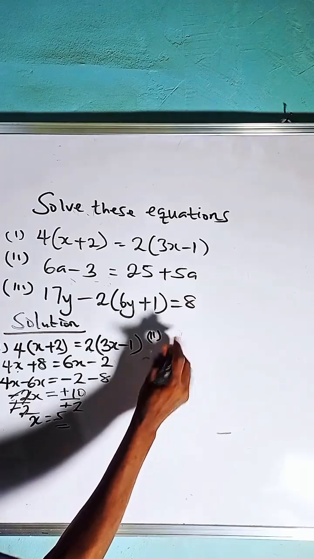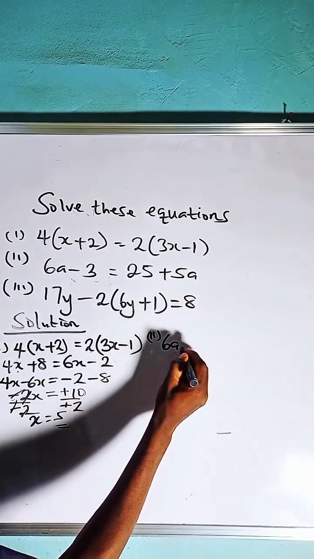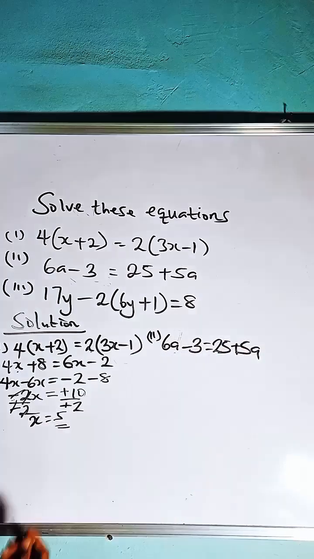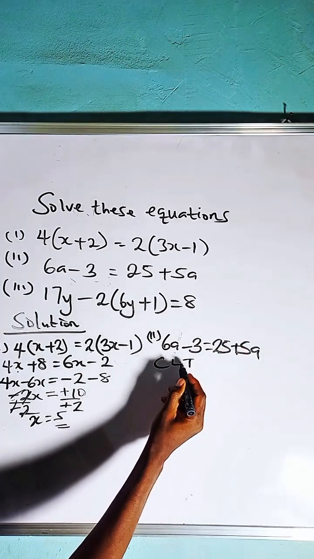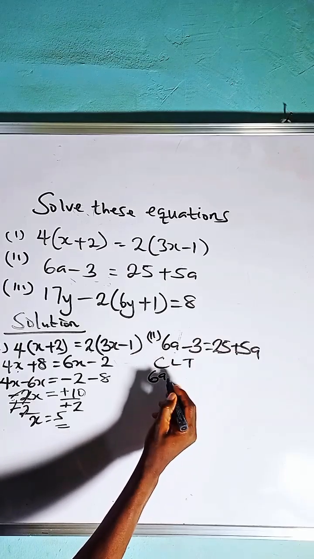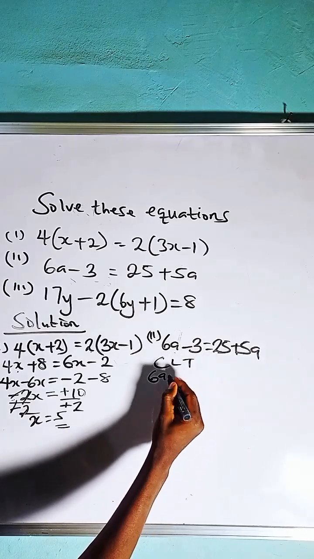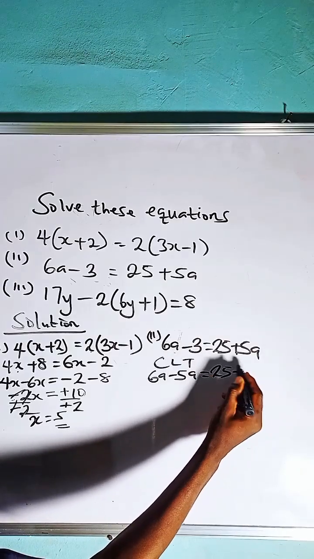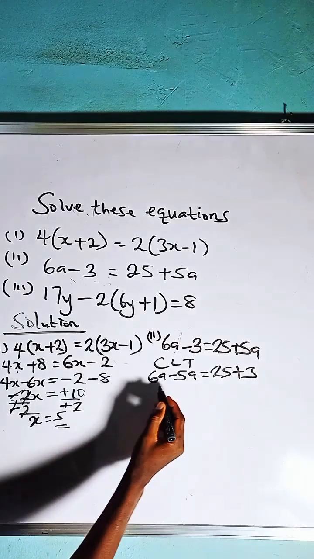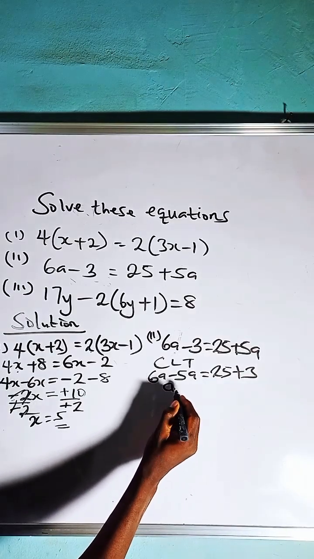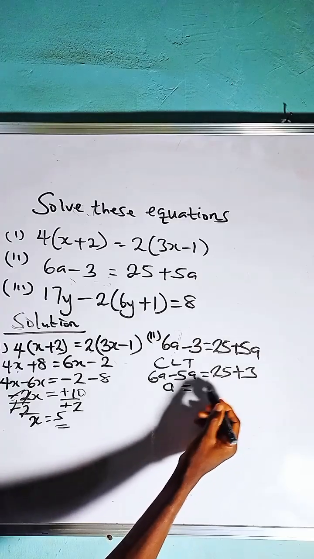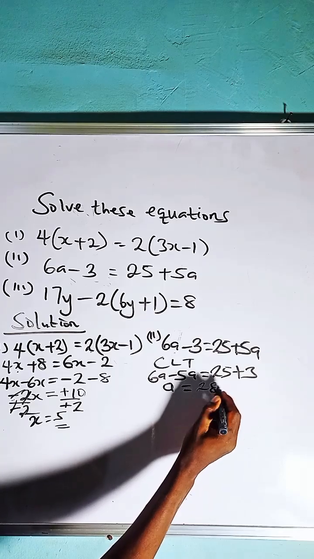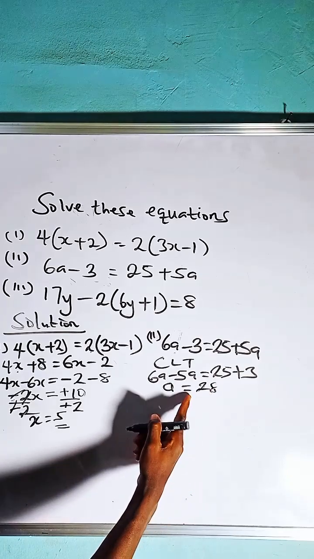So for equation 2, we have 6a minus 3 equals 25 plus 5a. The same thing applies here. We collect the like terms as well, okay. So we have 6a minus 5a, equals 25. So we are taking this as plus 3, okay. So for 6a minus 5a, we have a equals, for 25 plus 3, we have 28, okay. So that means the value of a is 28.